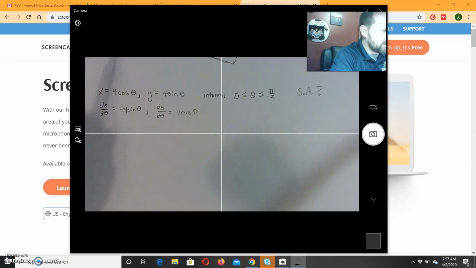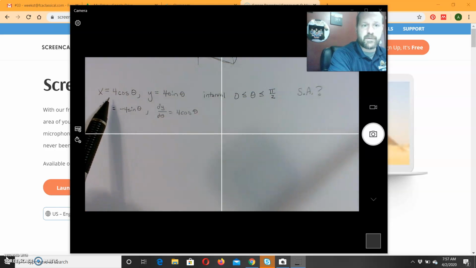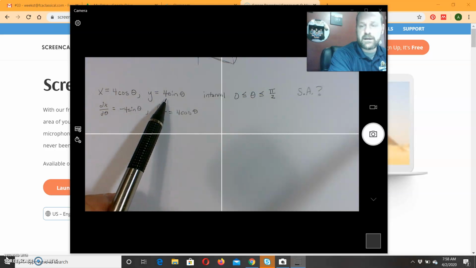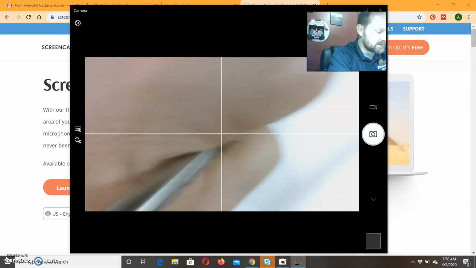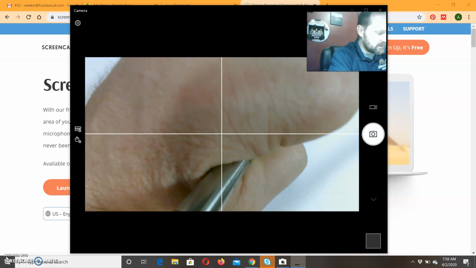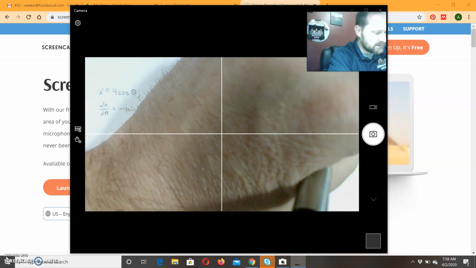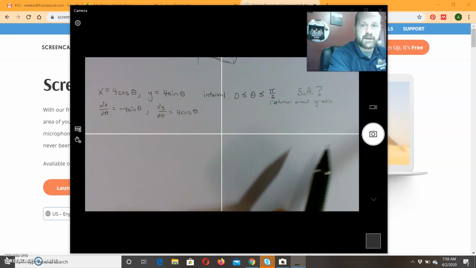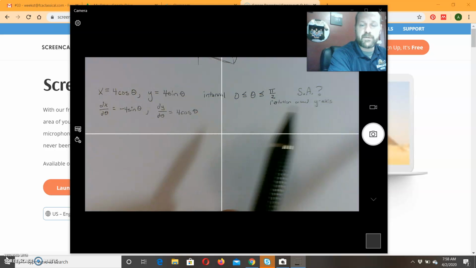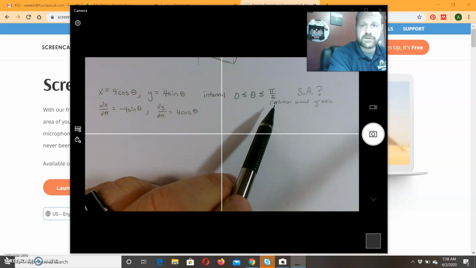So this next one is, I think, number 69 in your book. We want the surface area of the parametric equations x equals 4 cosine theta and y equals 4 sine theta. This is going to be rotated around the y-axis. So rotation around the y-axis, this way, rotating around the y-axis. The interval is 0 to pi over 2.